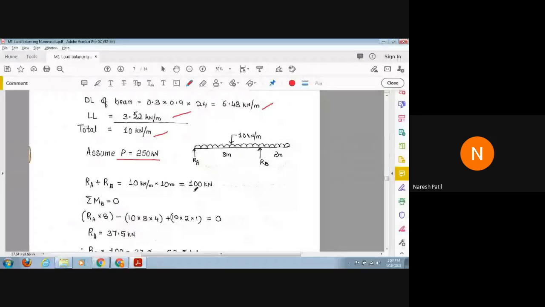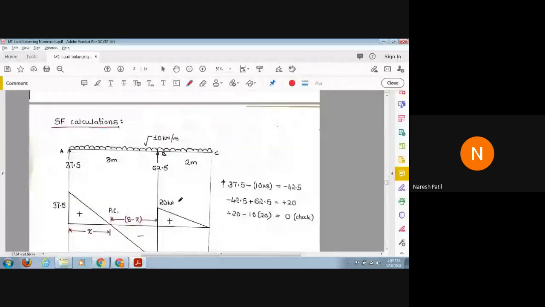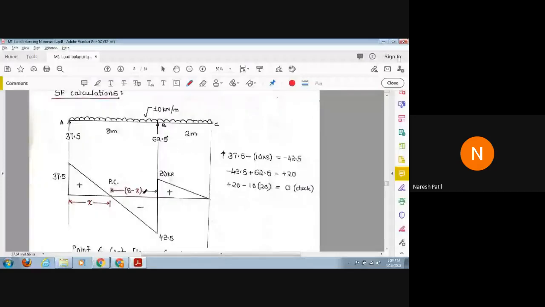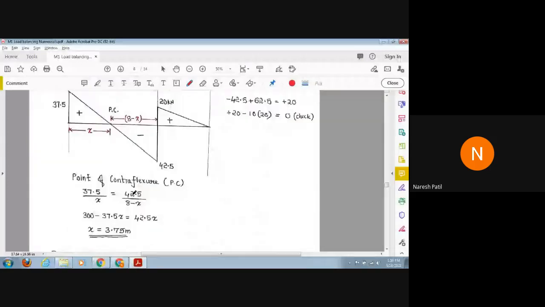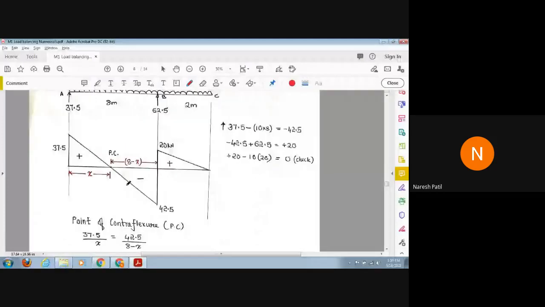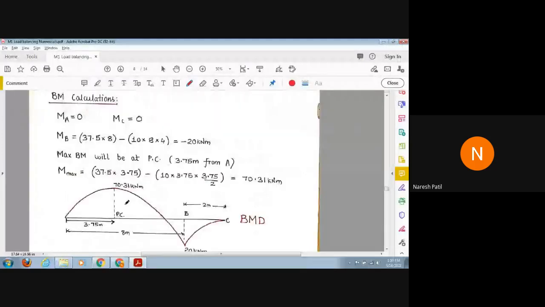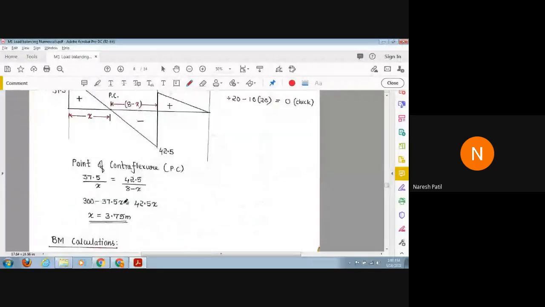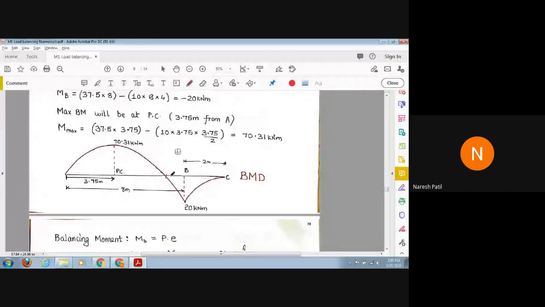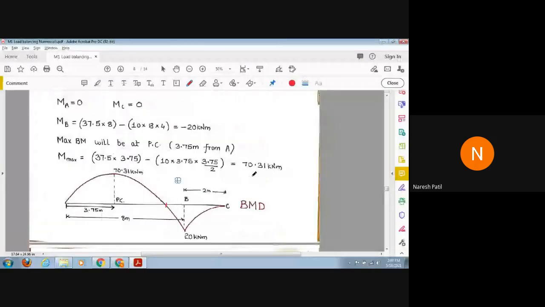Okay, see, we got the diagram here, that is the shear force diagram. With respect to this, calculate the bending moment. So we got the location of moment maximum. Here we got the point of contraflexure, everything. I will not be explaining this, you know that. You can go through it when I share the PDF.